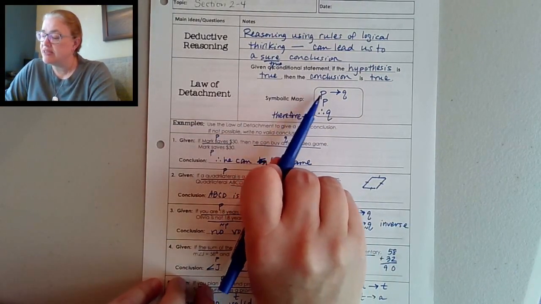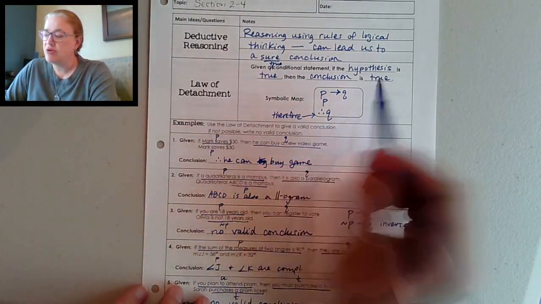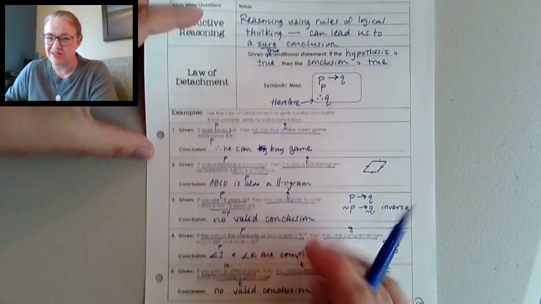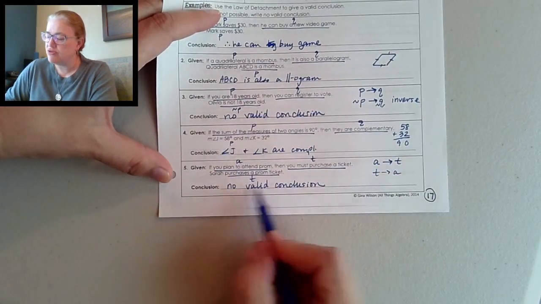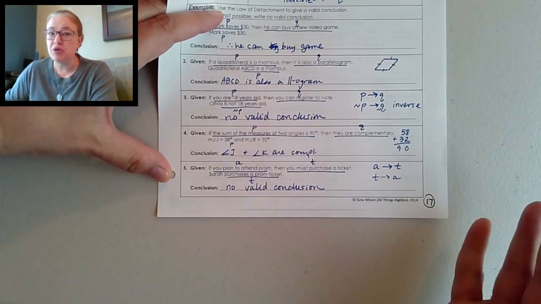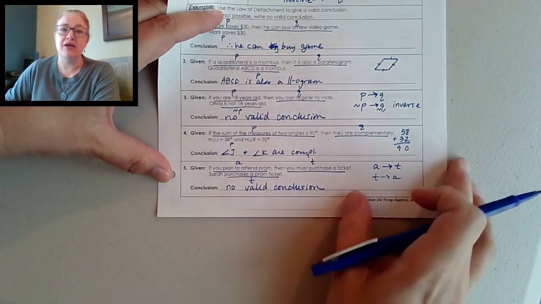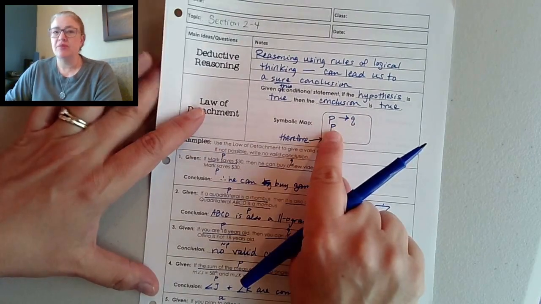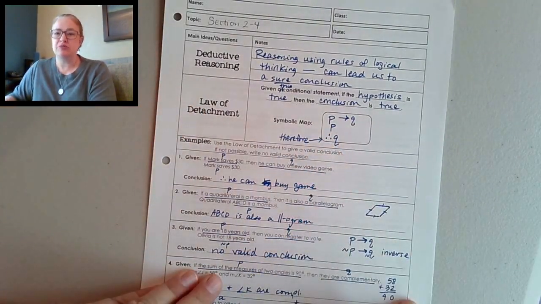So you can reason in this direction following the arrow, but you can't go backwards. That would be the converse, and it doesn't always work. All right, so there's no valid conclusion. Yes, might she be going to prom? Maybe, but we can't conclude for sure that she is. All right, so that's the law of detachment. If P then Q, P is true, therefore Q must be true.